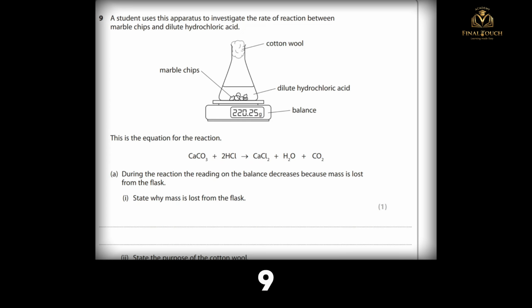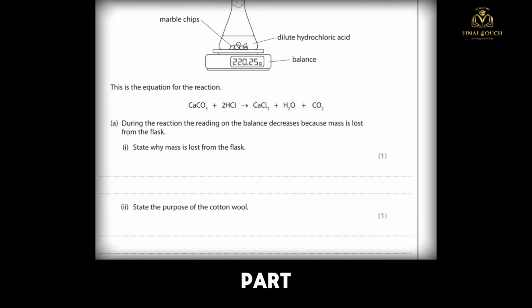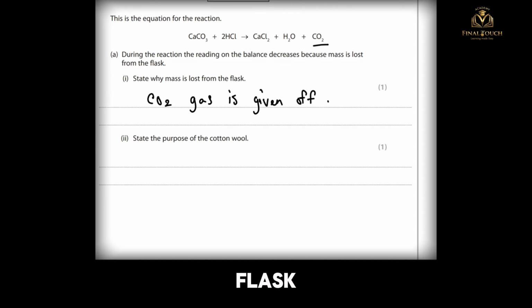So coming on to question 9, a student uses this apparatus to investigate the rate of reaction between marble chips and dilute hydrochloric acid. There's this equation given. Part A1 tells us during the reaction, the reading on the balance decreases because mass is lost from the flask. Why is mass lost from the flask? Since we can see carbon dioxide gas is being produced, we can simply write CO2 gas is given off. That is the reason why the mass is lost from the flask.